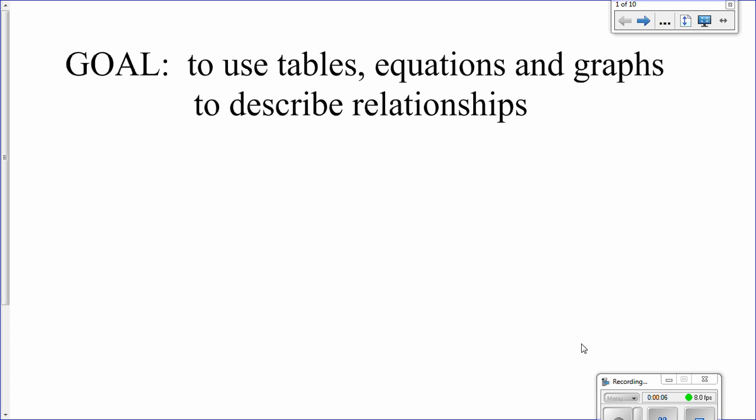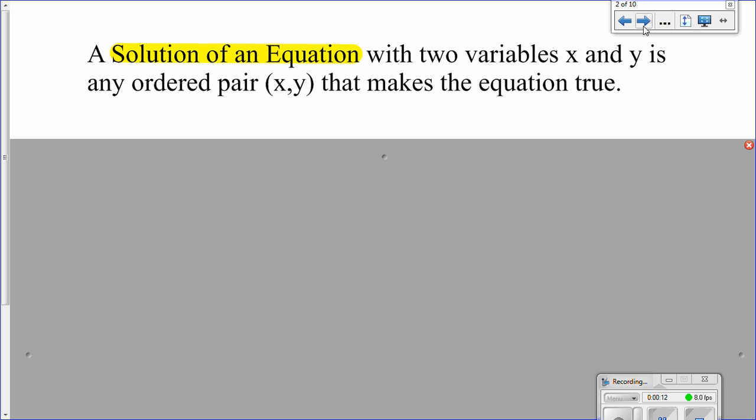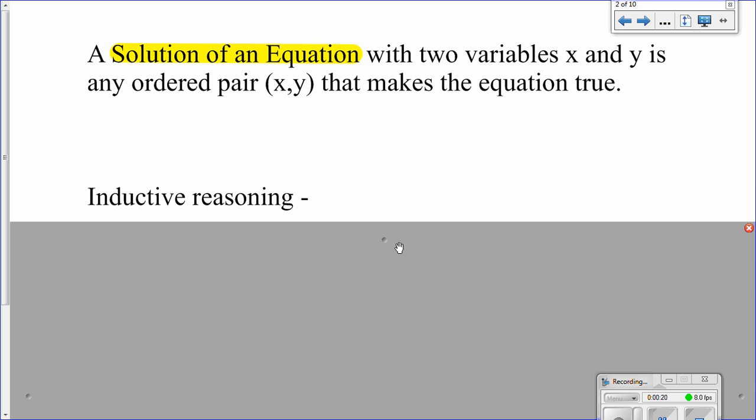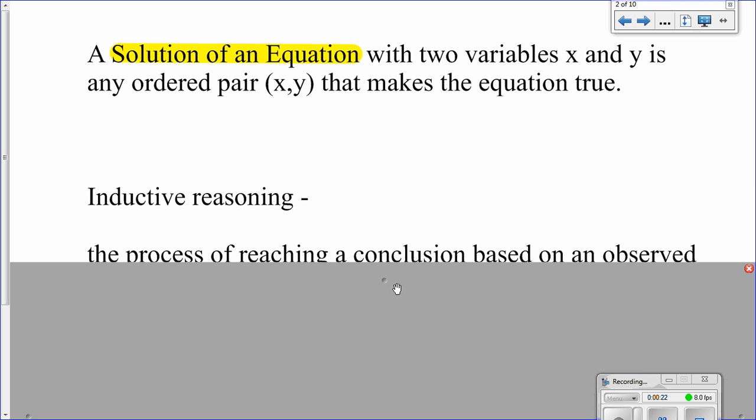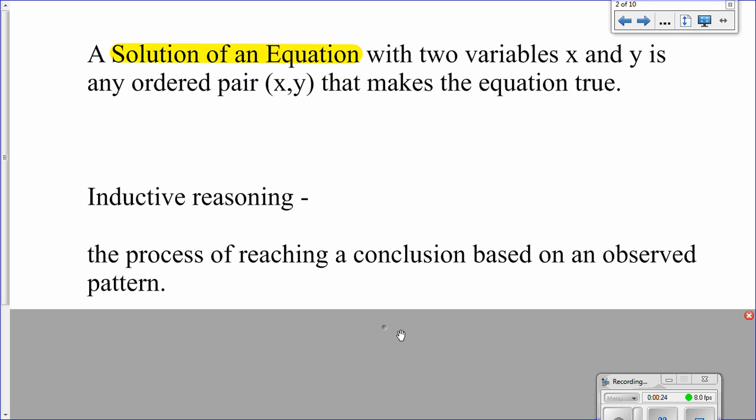Hi everyone. Today's goal is to use tables, equations, and graphs to describe relationships. A solution of an equation with two variables, x and y, is any ordered pair that makes the equation true. Inductive reasoning is the process of reaching a conclusion based on an observed pattern.